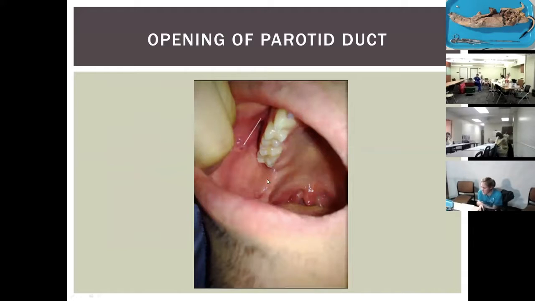And here is a picture of the opening of the parotid duct, and as you can tell, that's on the upper part of the mouth by the second molar, and you can see the opening right there with the arrow.